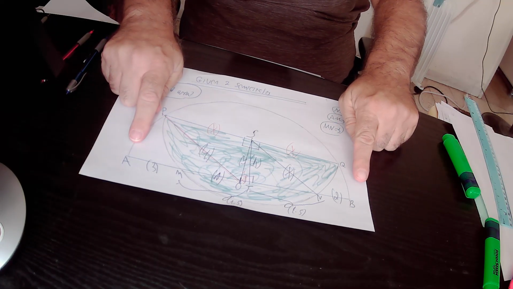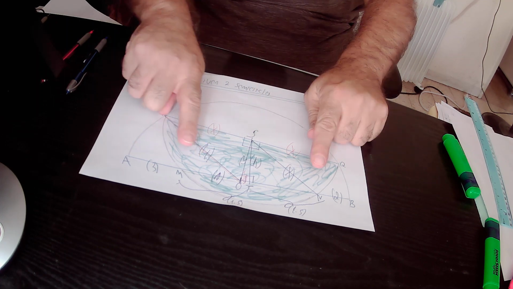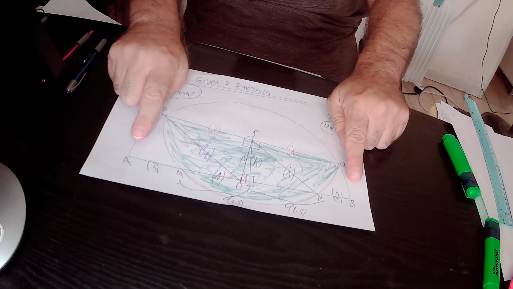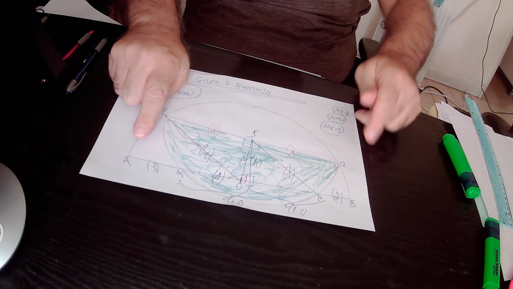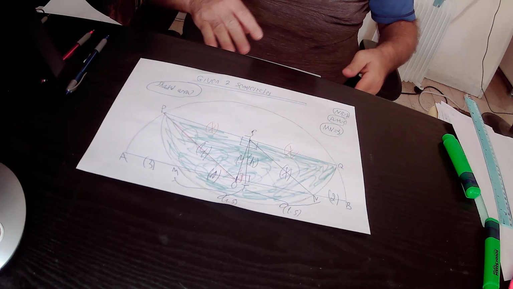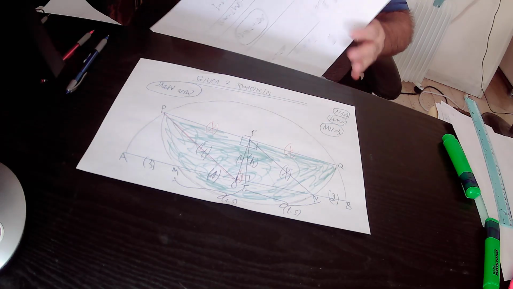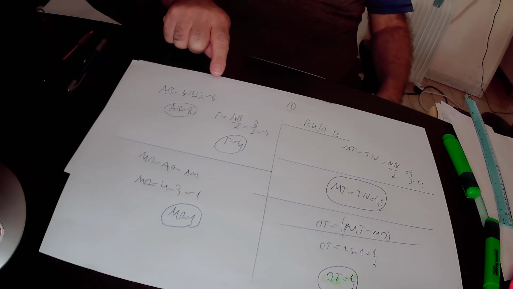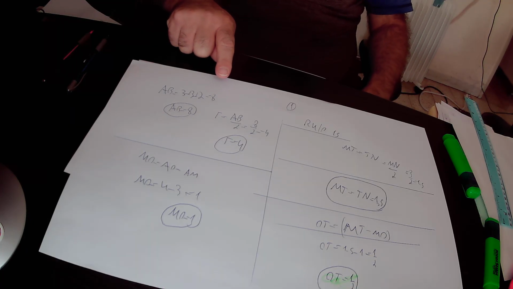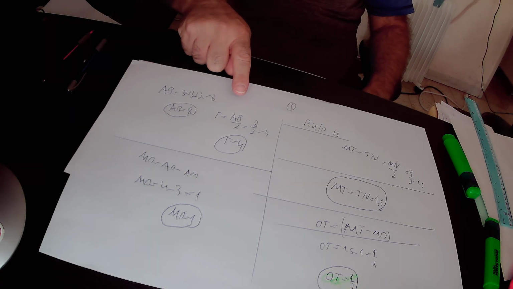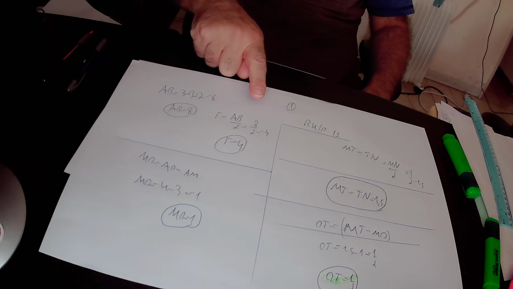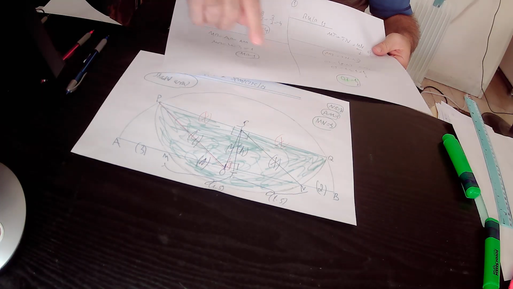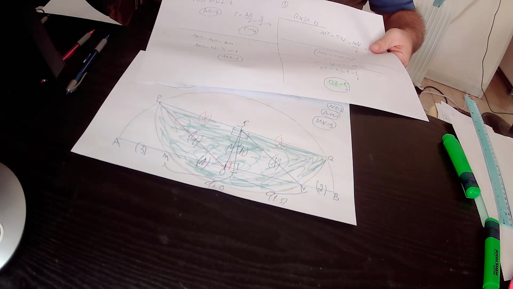AB in total equals AM, that is 3, plus MN, that is also 3, plus NB, that is 2. So in total AB equals 3 plus 3 plus 2, that is 8. The diameter AB of the big semicircle equals 8. Therefore, the radius of the big semicircle must be equal to the diameter AB over 2, that is 8 over 2, which is 4. So the radius of this big semicircle equals 4.